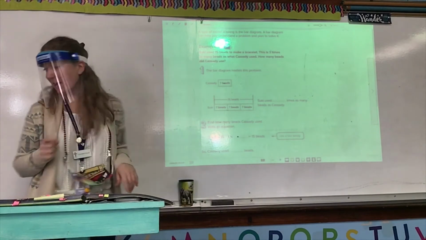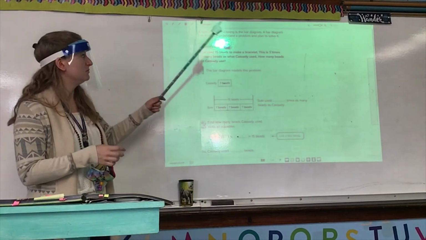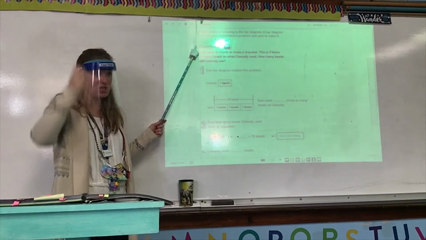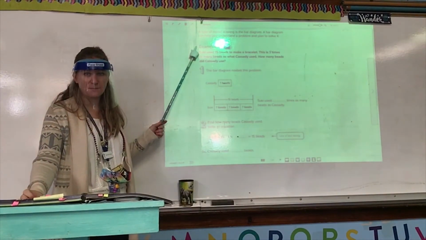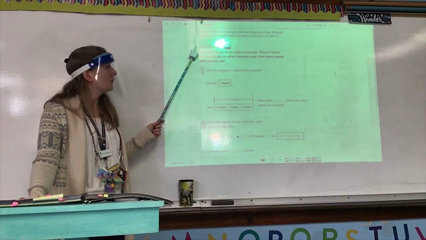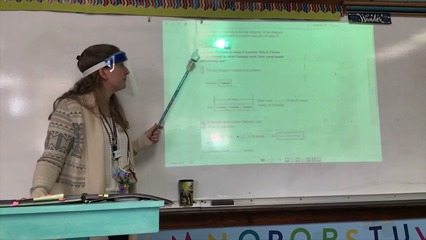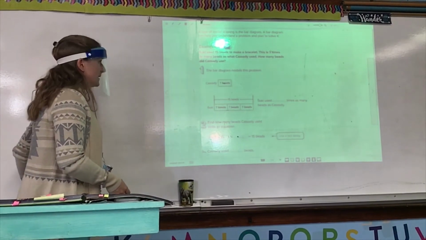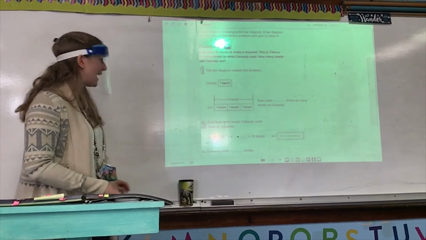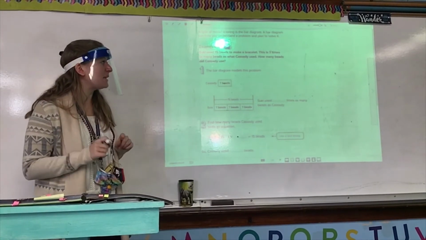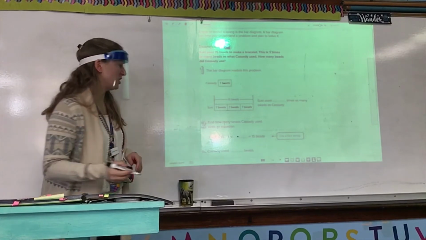So everybody, finger or pencil on example 2. When I see everybody's finger or pencil on example 2, I will continue. Okay, read in your head while I read out loud. Suki used 15 beads to make a bracelet. This is 3 times as many beads as what Cassidy used. How many beads did Cassidy use?